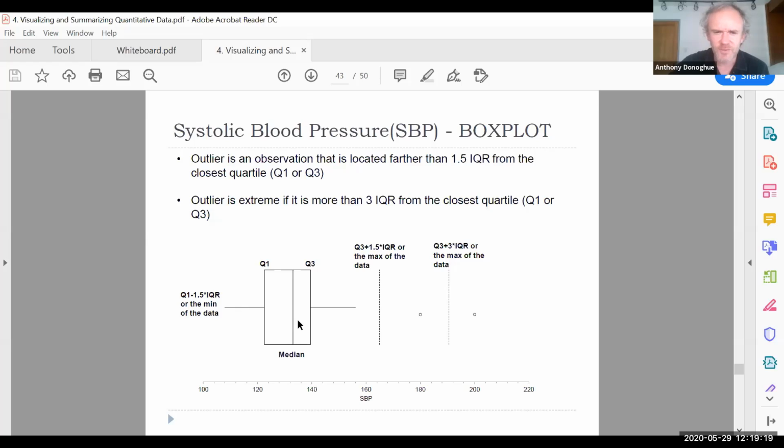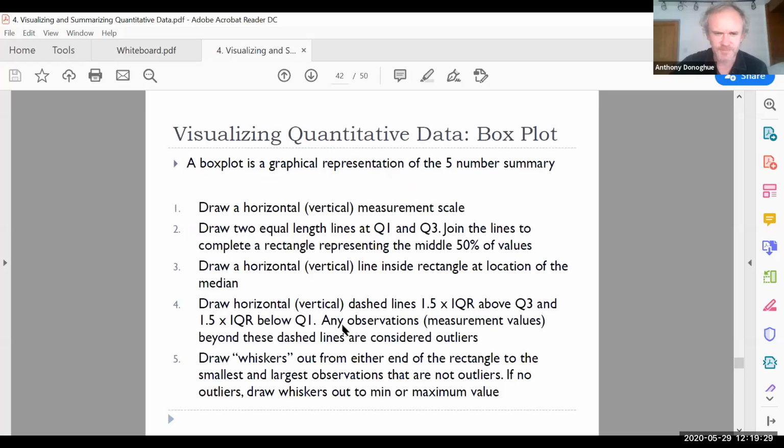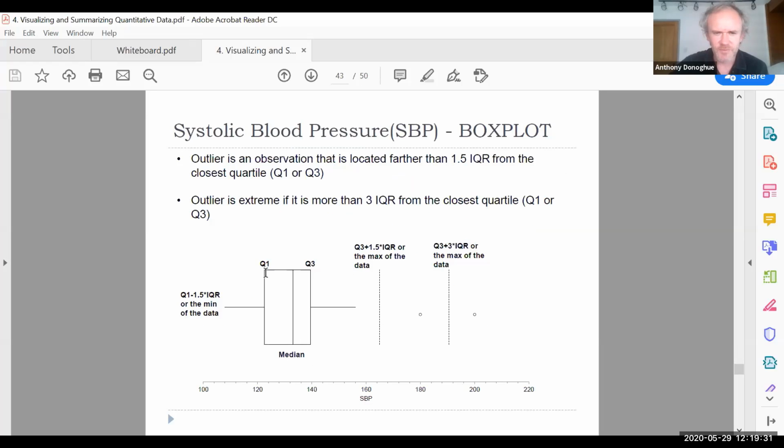I'll go through it very quickly in the last minute, and then I'll stop. Draw a line for the median right here in the middle, which is 132. Then draw a line for 121 and 138: 121 for Q1, 138 for Q3. Finish off the box. What we've got here is a box representing the interquartile range. The middle 50% of the diastolic blood pressures are in this interquartile range of 121 to 138.